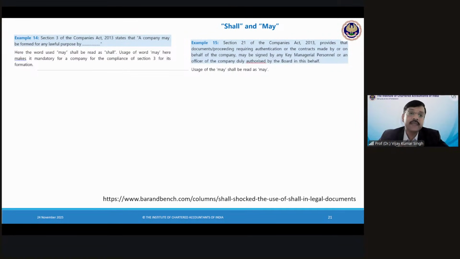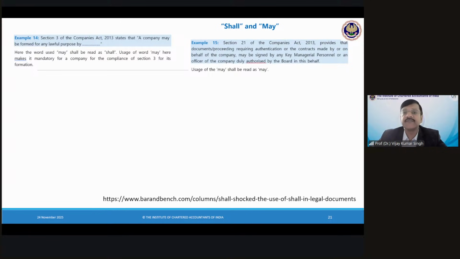Here the used may shall be read as shall. Okay, usage of the word may here makes it mandatory for a company to comply with section 3 for its formation. So you can see here the word used is may, but it is read as shall, because a company cannot be formed for any purpose other than a lawful purpose, right? So this particular word may is read with may be formed. Okay. So a company may be formed or may not be formed. But whenever a company will be formed, it has to be formed for lawful purposes. So here the term may is mandatory in a sense, right?